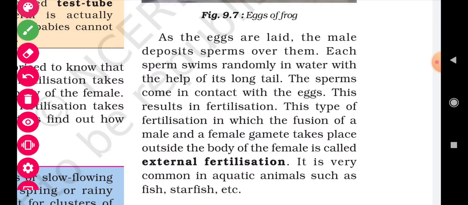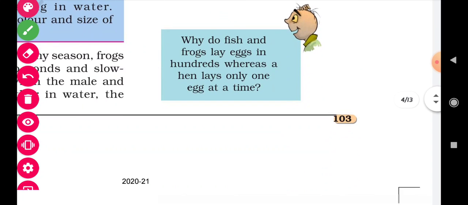It is very common in aquatic animals such as fish and starfish, etc. So Bujo has such a question in mind. Why do fish and frogs lay eggs in hundreds whereas a hen lays only one egg at a time?